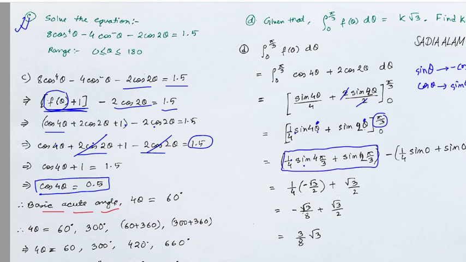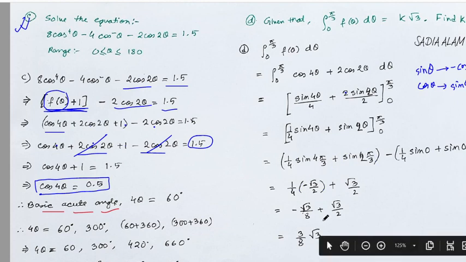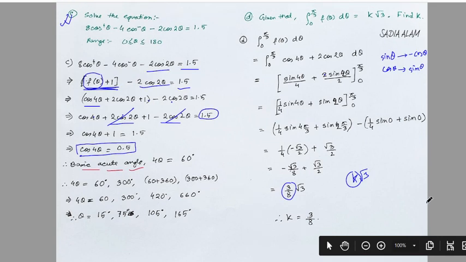Then from the calculator, you will get the values. So sine 4 pi by 3 is this one. Sine 2 pi by 3 is this one. And sine 0 is 0. So if you simplify this whole thing, the final line is 3 by 8 root 3, but they said k root 3. So the coefficient of root 3 is basically k. So k is 3 by 8. Yes, so k is 3 by 8.